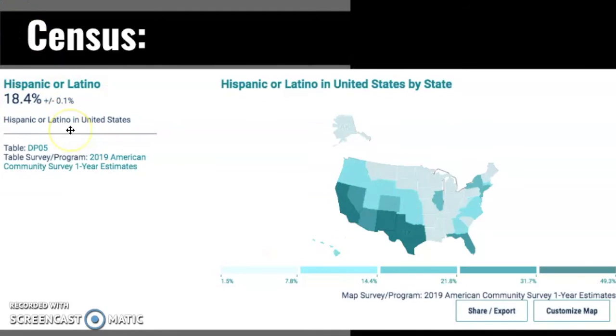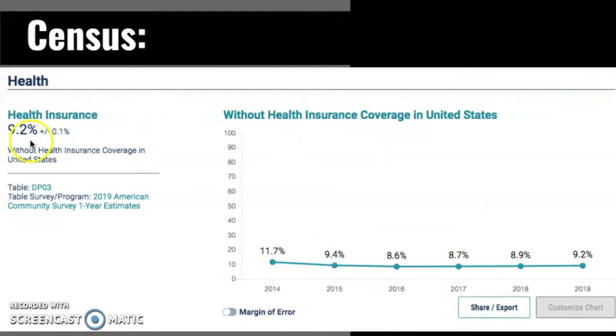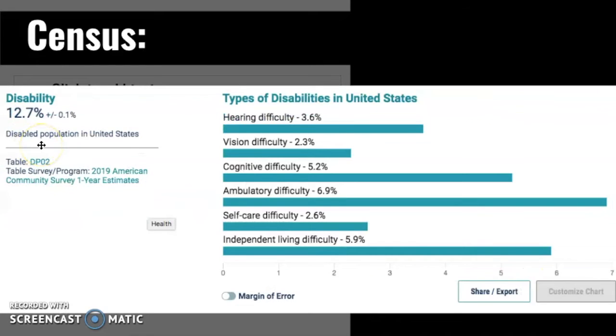Our percentage of Hispanic or Latino citizens is almost at 20%. Those without healthcare is about 9.2%. If you take a look in 2014, it was a little higher, those without. Then it gets a little better, then it actually starts going back up to those without health insurance. Those with disabilities is almost at 13% of our population, and here's the different breakdown of the disabilities, such as having trouble living on their own, a cognitive disability, vision, hearing, and so on.